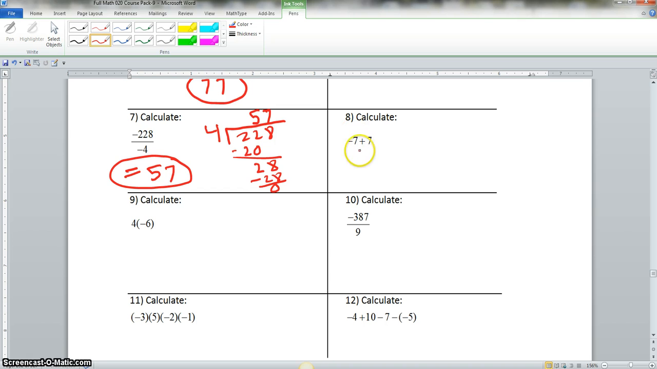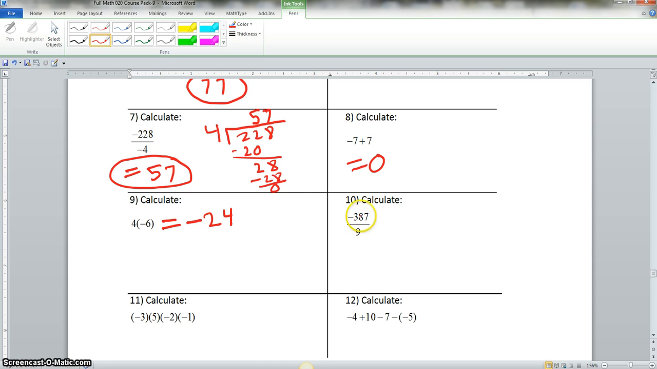Now we look here at number 8, negative 7 plus 7. Now remember, whenever you add the opposites, it's always 0. Now we come down here to number 9. A positive times a negative. We know our final answer is going to be negative. But 4 times 6 is 24. So it'll be a negative 24.